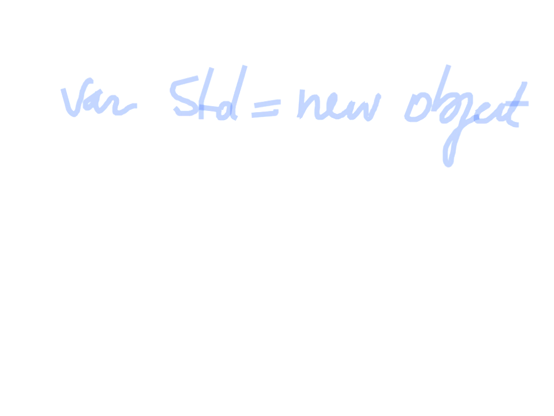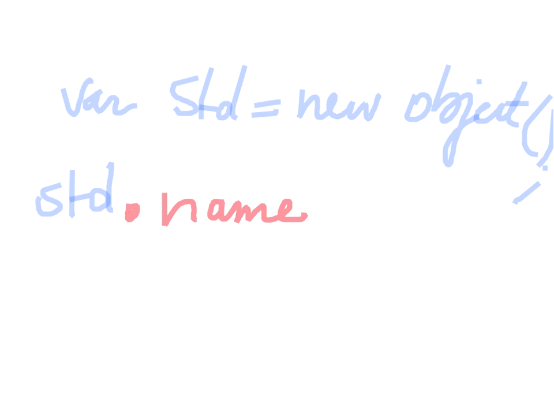This is another example. I want to create a student. I write variable student equal new Object. So I create an object student. After that, I want to add a property to this student. So I write student dot, for example, the property name: student.name equal Ahmed.